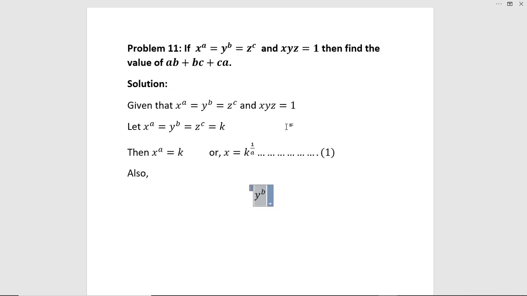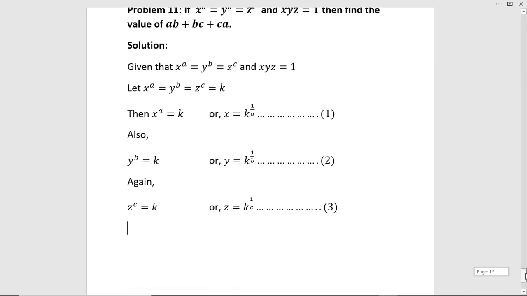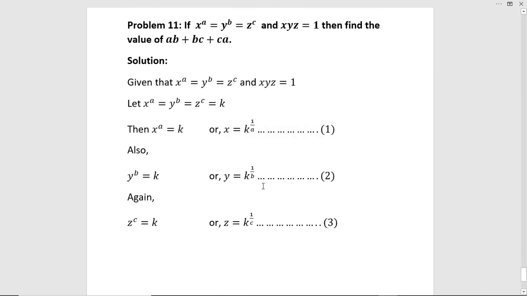Now also y to the power b is k, so we can write that y is equal to k to the power 1 by b. This is equation 2. Again z to the power c equal to k, or z equal to k to the power 1 by c. Now we have found the values of x, y and z. So if we multiply equations 1, 2 and 3, at the left side we will have xyz, and at the right side we will have k to the power 1 by a, k to the power 1 by b, and k to the power 1 by c. So let's see what happened.